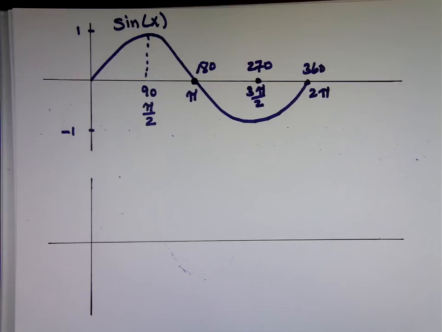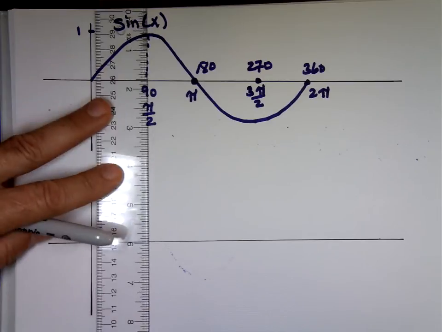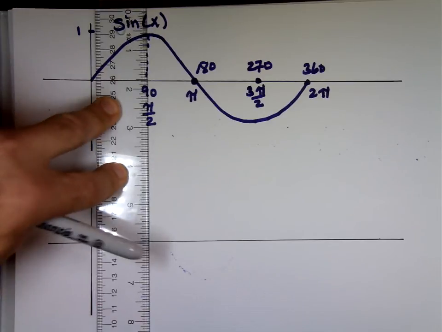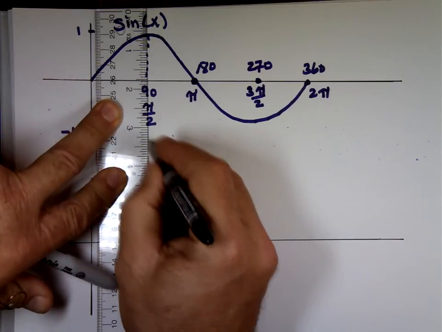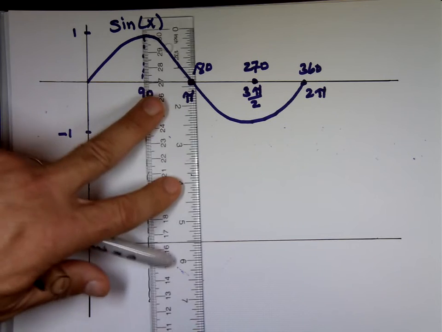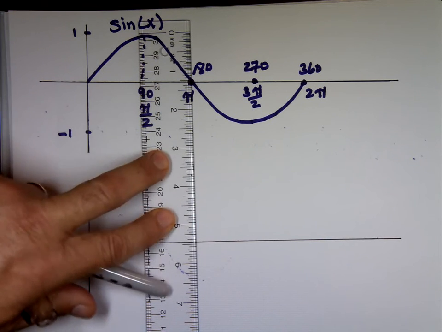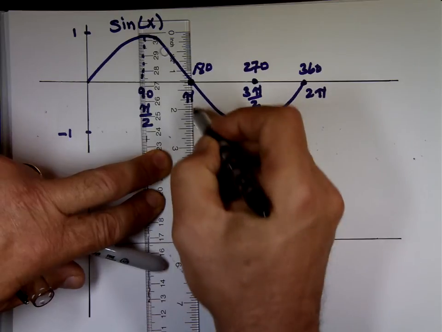Let's look at the cosine. Let me mark these spots here, so you get to see where they're happening. So this is going to be the 90. This is going to be what? The pi, right?